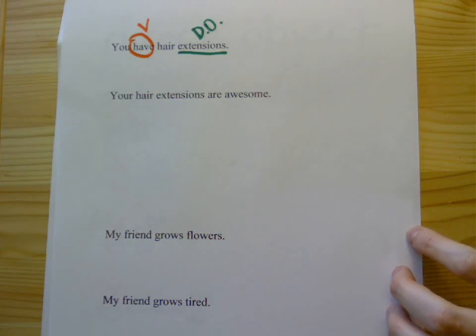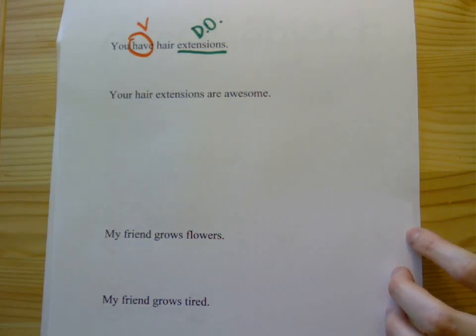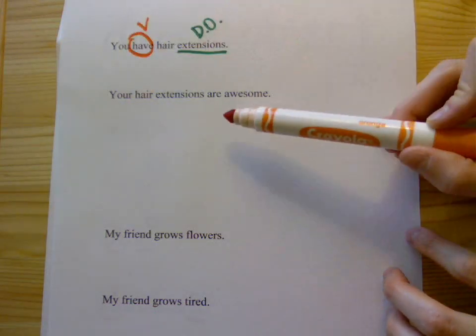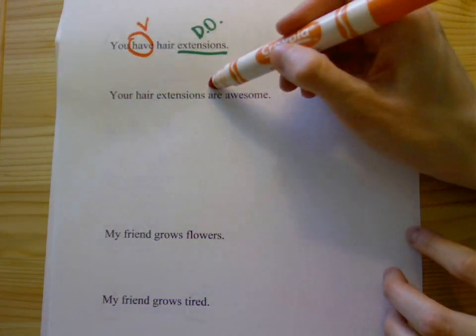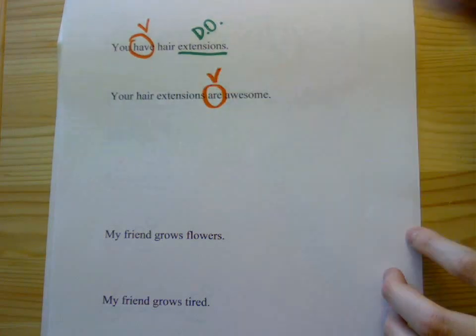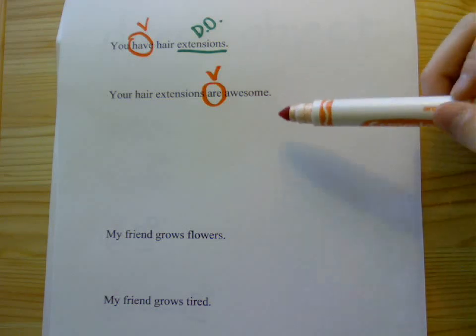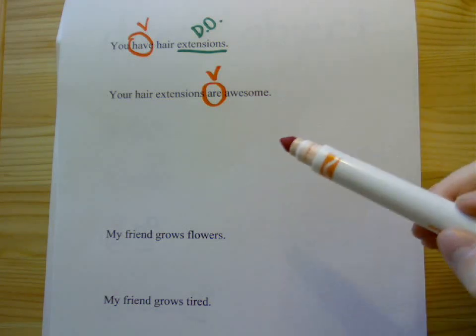All right, now this next one was meant to be a trick for you all, but I'm giving you a little hint right now by telling you it was meant to be a trick. All right, so we want to find our verb first. Your hair extensions are awesome. Okay, so our verb is are. Now, I know most of you would say, okay, your hair extensions are what? Oh, they're awesome. That means awesome must be the direct object. This one is a little tricky. I put it in here on purpose to trick you.